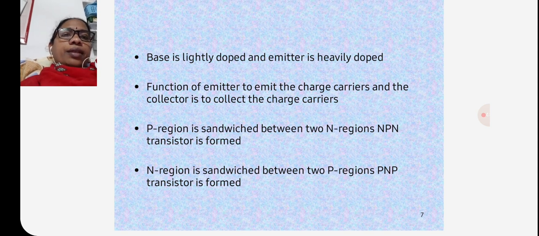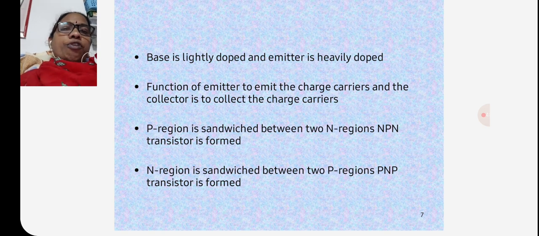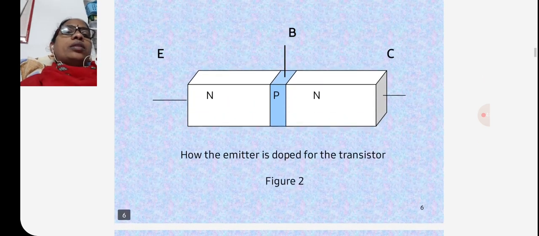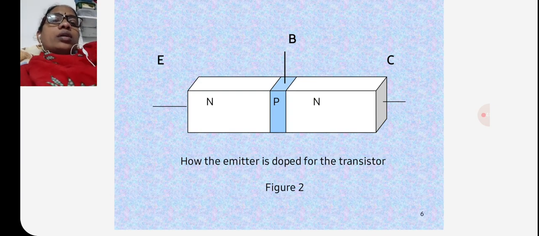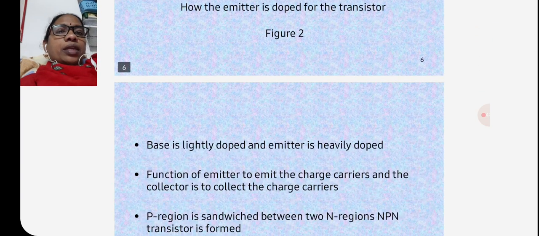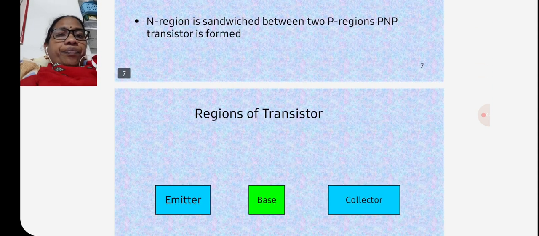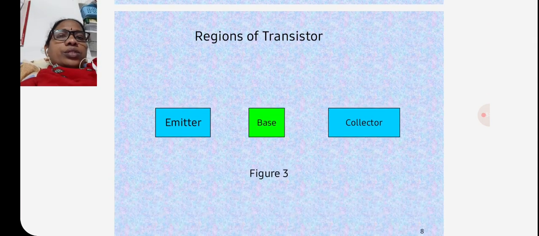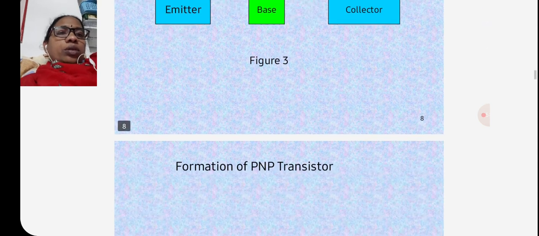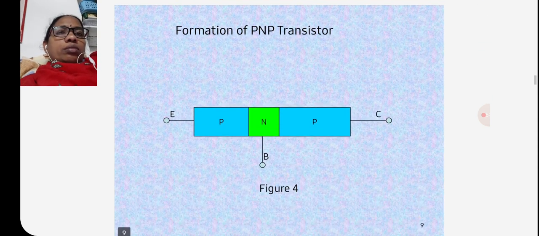When a P region is sandwiched between two N regions, an NPN transistor is formed. Here three materials are taken: two N-type materials with a P-type material between them. When an N region is sandwiched between two P regions, it is called a PNP transistor. The regions of the transistor are the emitter, base, and collector.